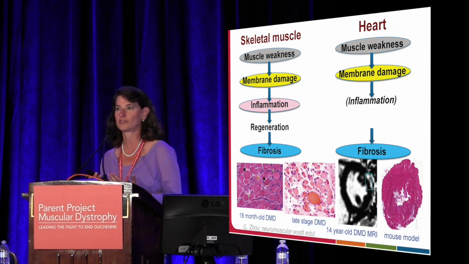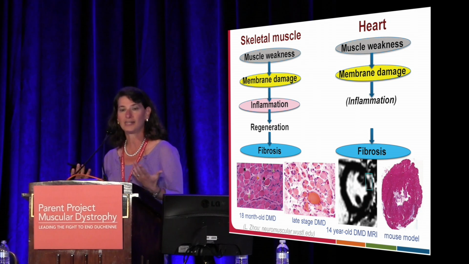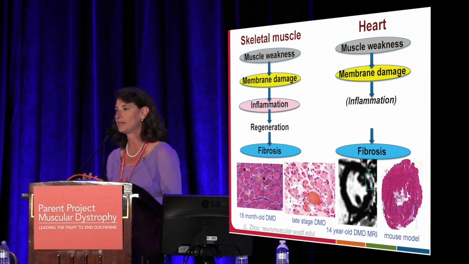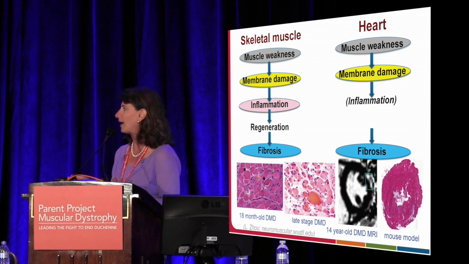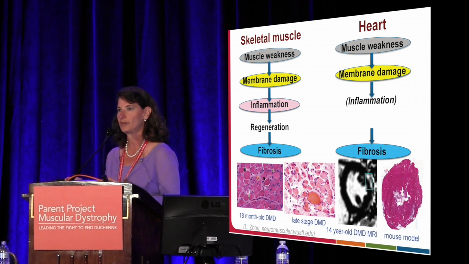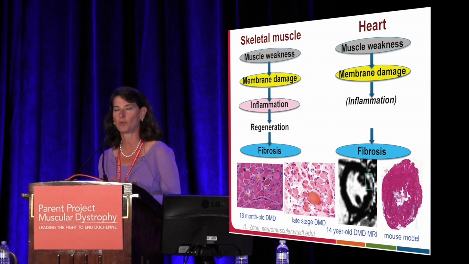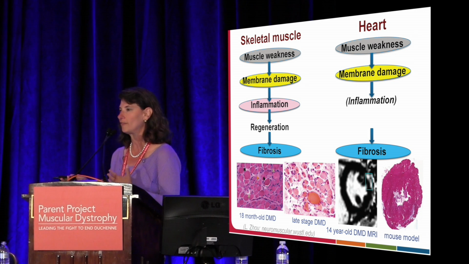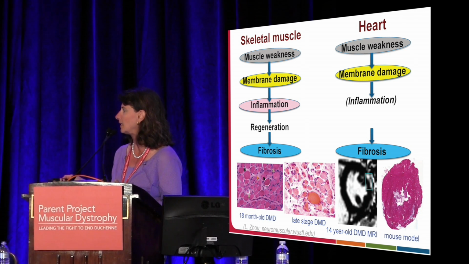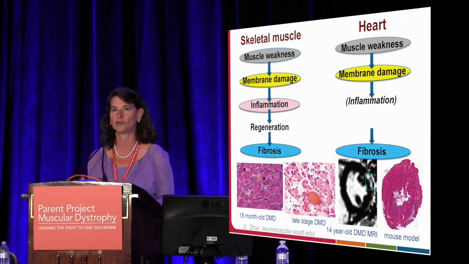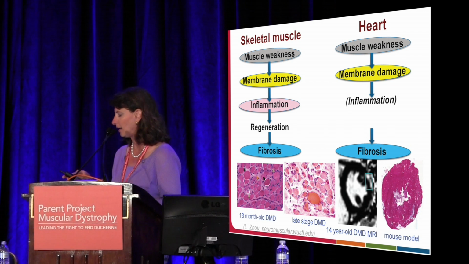So skeletal muscle is able to regenerate even in Duchenne muscle for many, many years. And so there's a large regenerative capacity, but eventually this regenerative capacity wears out, and whenever a muscle fiber dies, it becomes replaced by connective tissue or fat tissue, and this is what prevents the muscles from working correctly.